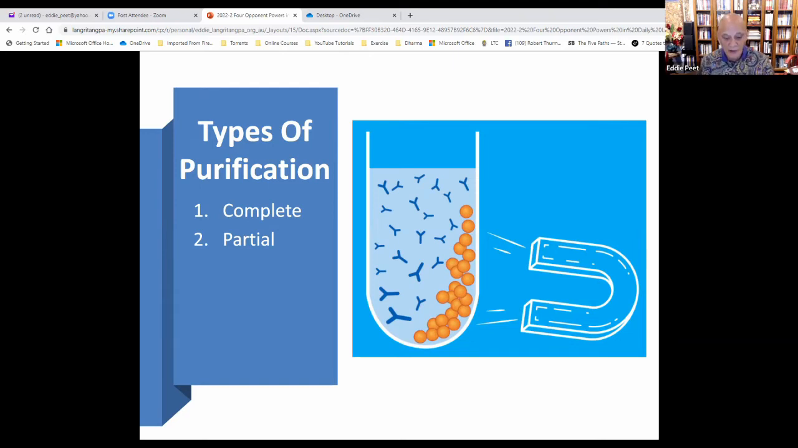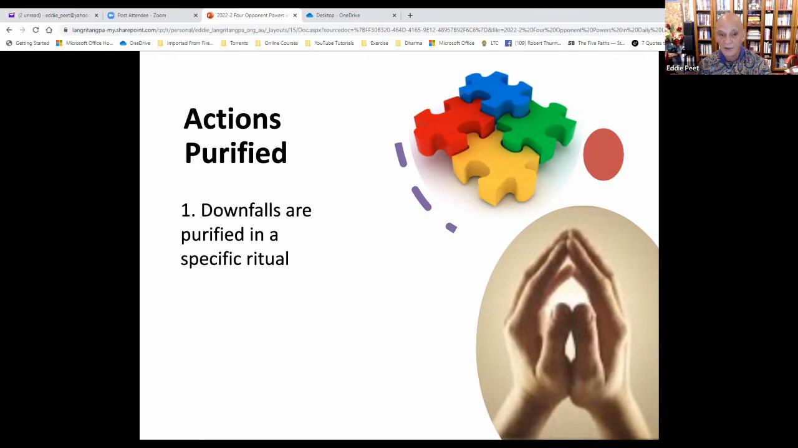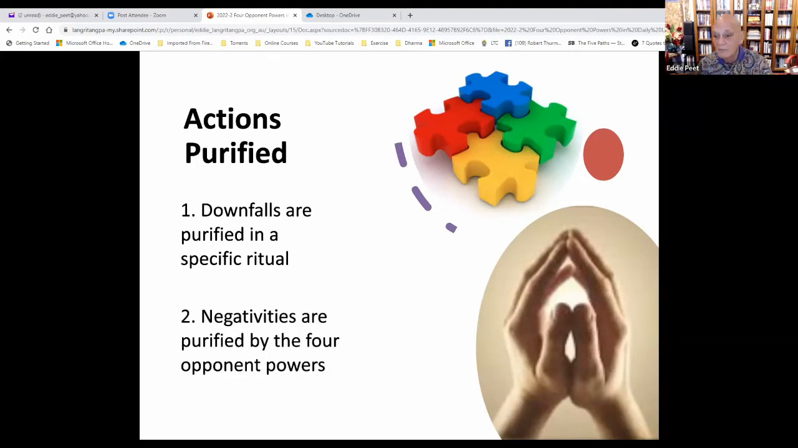So what are we going to purify? One way, like I said before, was these two types of obstacles, the afflictive and cognitive obscurations, and the karma. But here, the actions to be purified are, for instance, first what we call downfalls. A downfall cannot be purified completely by using the four opponent powers, which is the second method we can use. So the four opponent powers will purify negativities, but it won't purify downfalls.